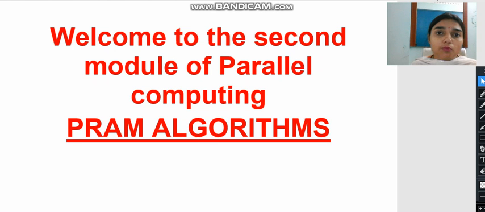Control parallel approach means a different set of instructions will be executed on different data elements, while in the data parallel approach the same set of instructions will be executed on different data elements. We have also learned about the pipelining concept, which is a control parallel approach, and how pipelining can enhance the computation as compared to the sequential computation.